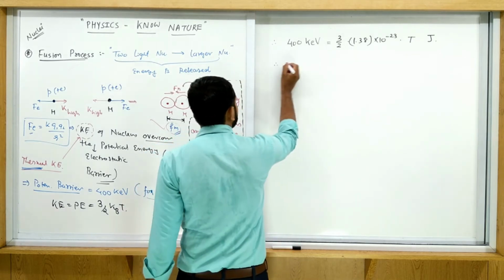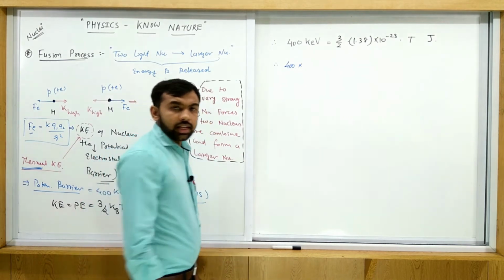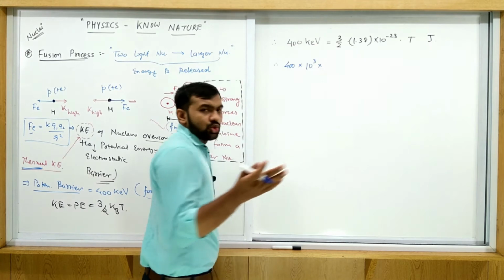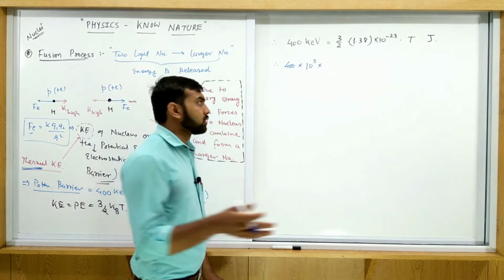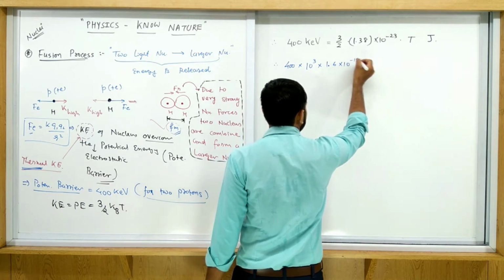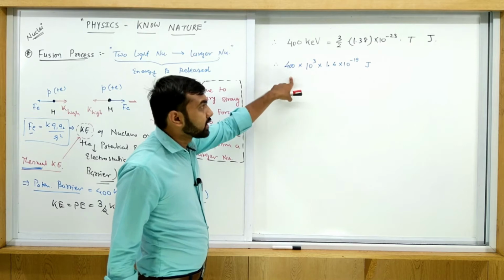So write down: 400 keV means 10 raised to 3 electron volt into joule. Already we discussed this one. Let's say I am writing the value directly: 1.6 into 10 raised to minus 19 joule. So now this electron volt value is converted into joule.